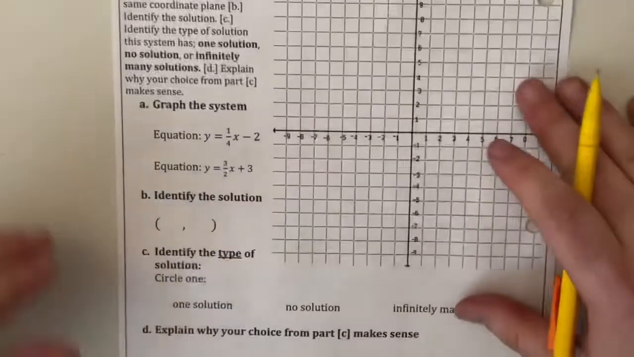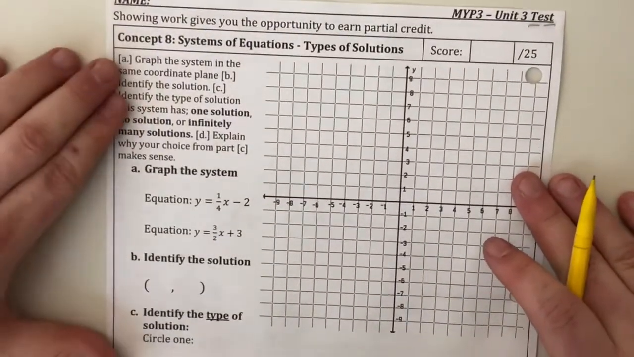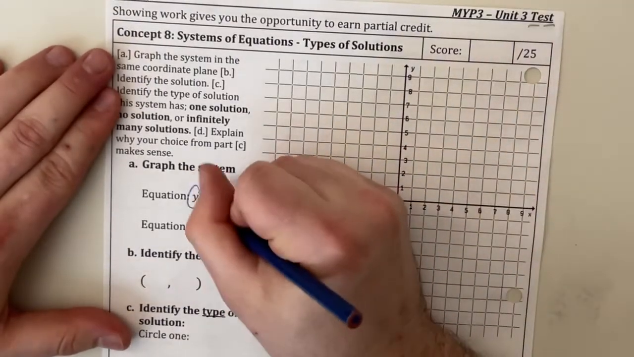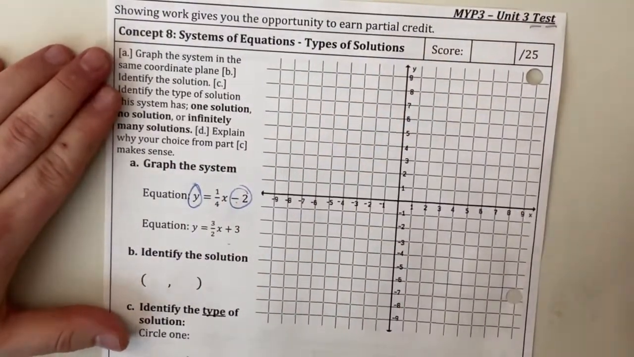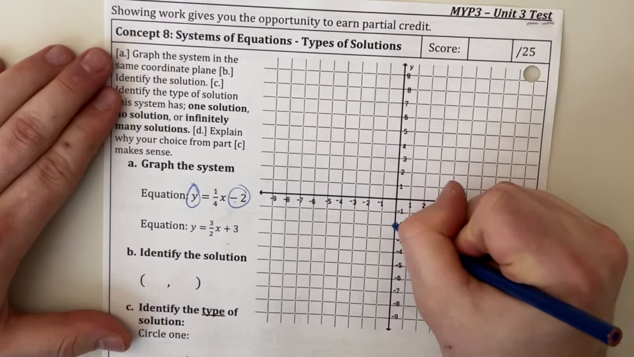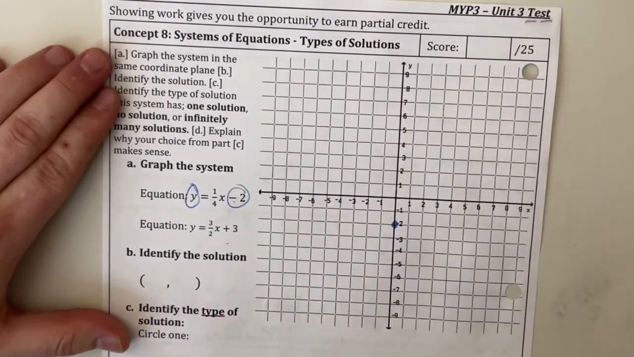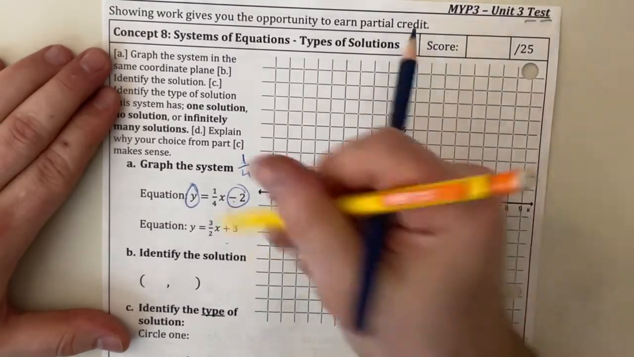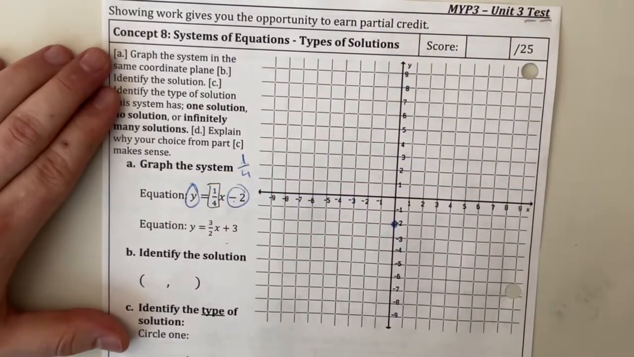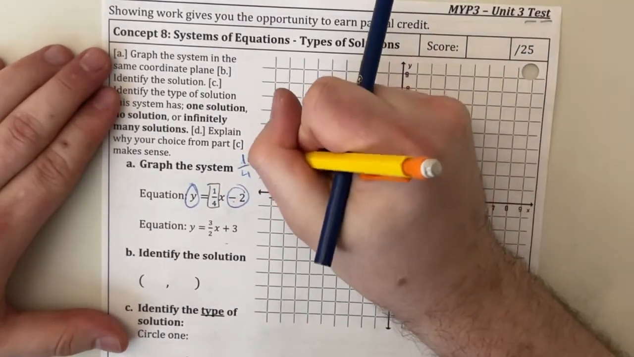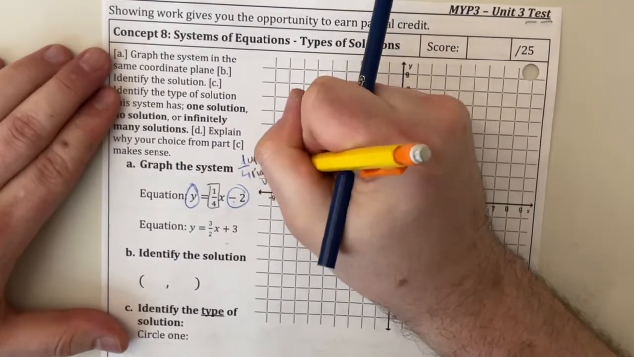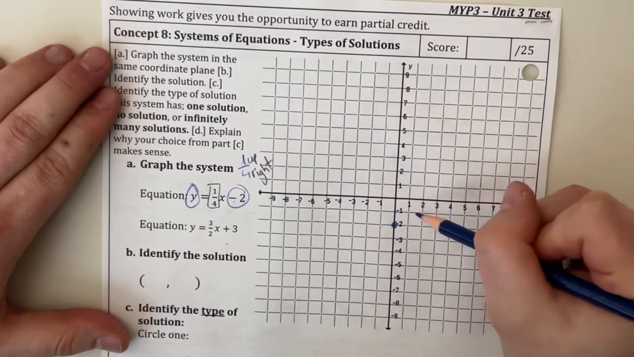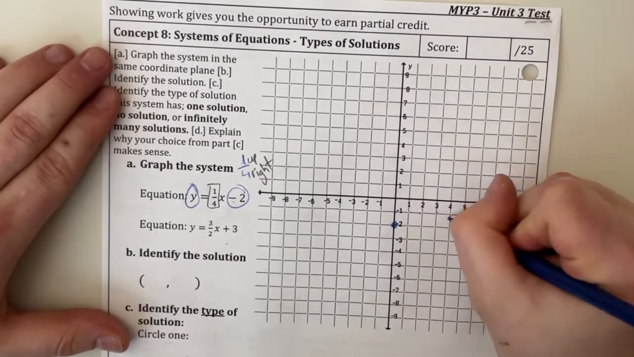On the back, similar setup. I have two equations. Make sure you start at the y-intercept, so I'm going to start at -2. I plot the point (0, -2), and then I have the slope of 1/4. That just means I go 1 up and 4 to the right. So from this point, I go 1 up, 4 to the right, 1, 2, 3, 4, and plot it.